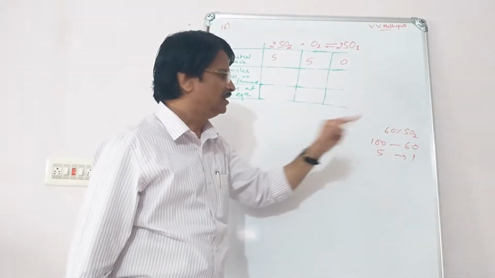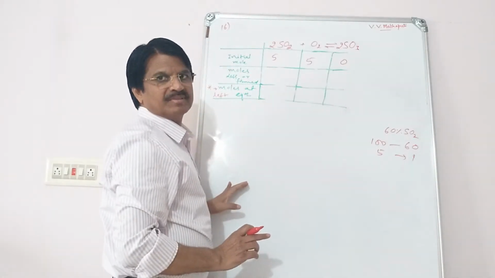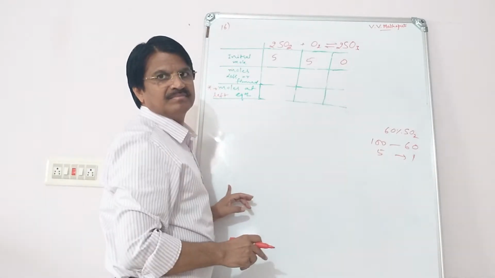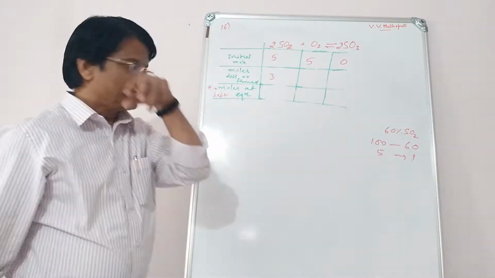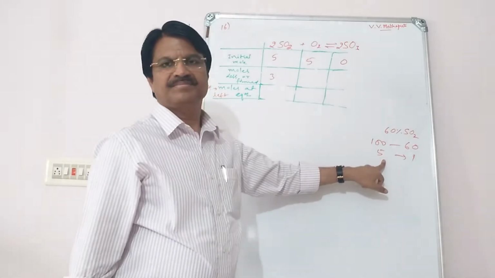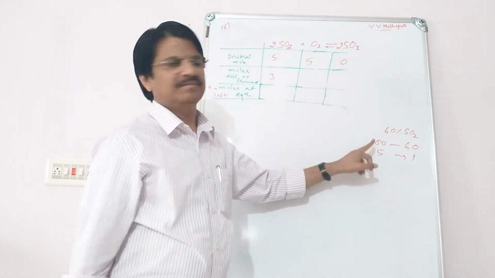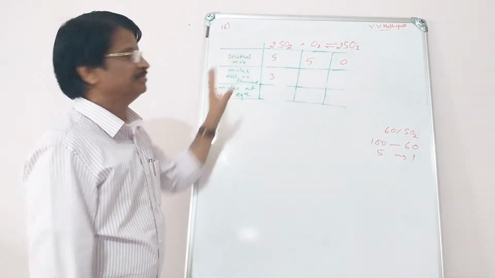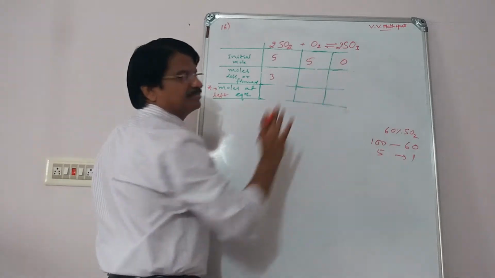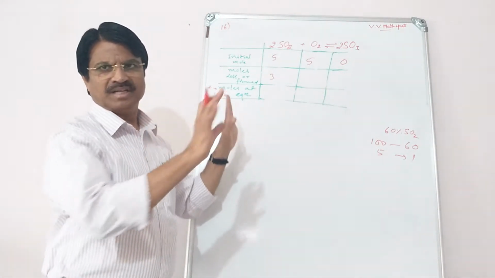Out of 100 mole, 60 mole of SO2 reacted, so out of 5 mole, how many reacted? 5 into 60 by 100, which is 300 by 100, equal to 3. Out of 5 mole, 3 mole reacted. Next, compare the table.